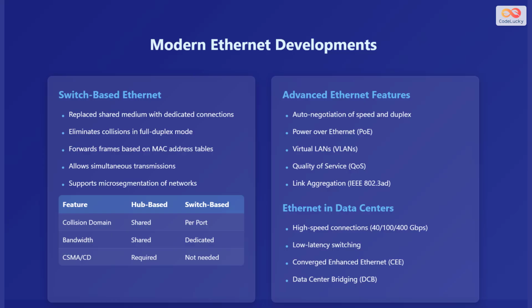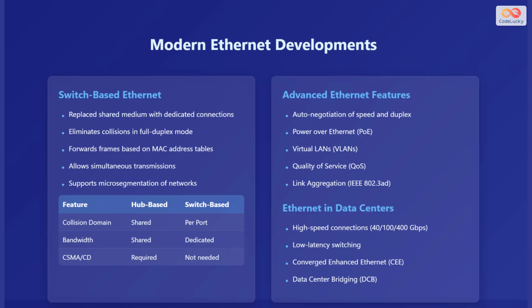Here's a comparison between hub-based and switch-based Ethernet. For the collision domain, hub-based Ethernet is shared, while switch-based is per port. For bandwidth, hub-based Ethernet is shared, while switch-based is dedicated. Carrier sense multiple access with collision detection, or CSMA/CD, is required for hub-based, but not needed for switch-based.